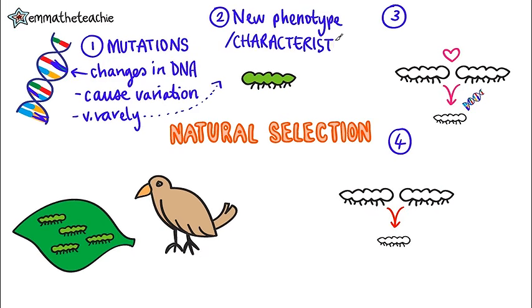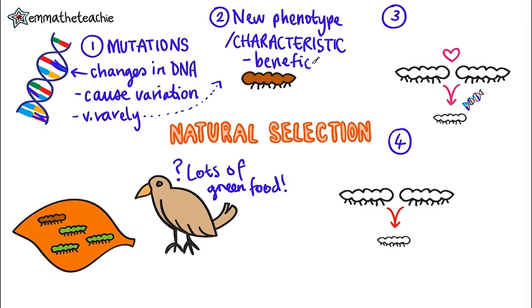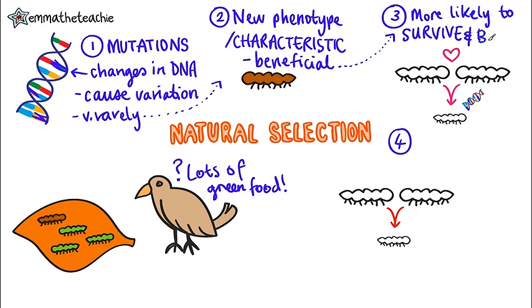For example, a mutation could cause this caterpillar to be brown rather than green like the rest of the population. This might be bad news because he stands out to predators, but maybe there's a change in the environment. For example, if there was drought, the leaves might be brown as well. Suddenly, being brown's looking pretty good, as he's really camouflaged. So if this new characteristic is beneficial, the individuals are more likely to survive and breed.